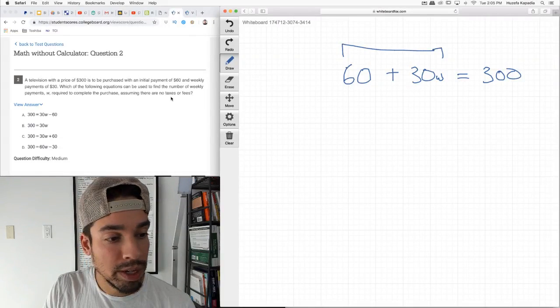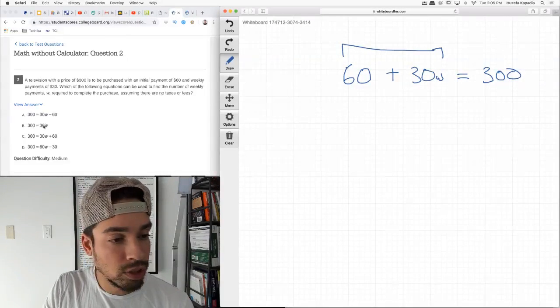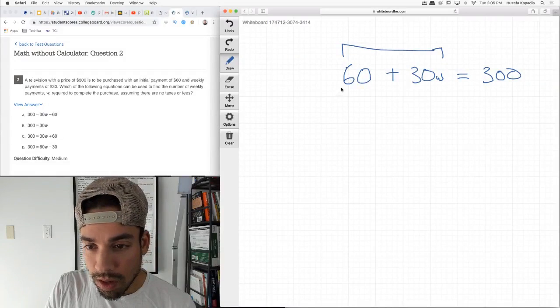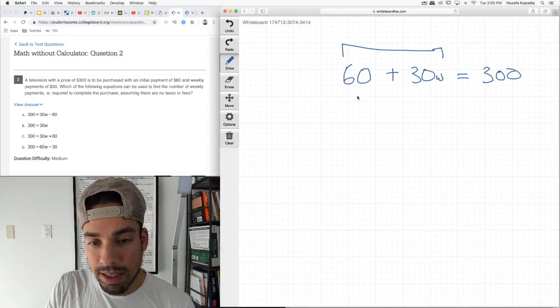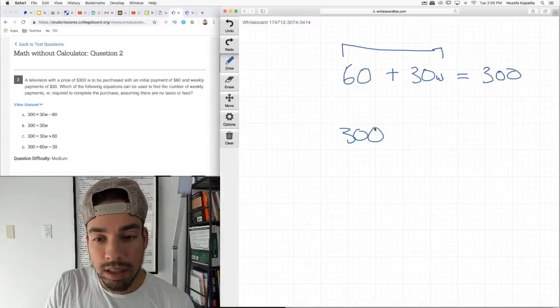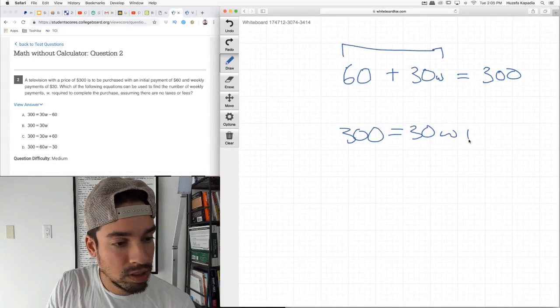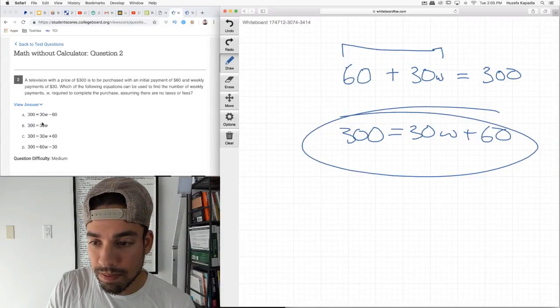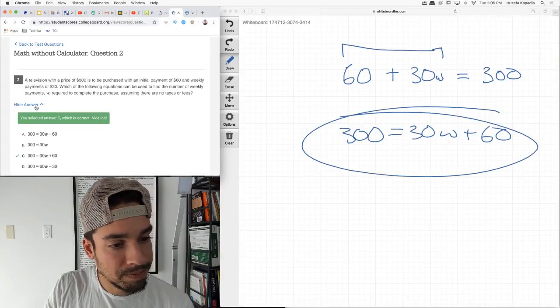Now, we don't even have to solve. All we have to do is match the equation. And so it looks like it is C. Because in C, they have it on different sides. They have 300 over here, but it's the same difference. 30W plus 60. And that's it. And we'll double check. And there we go.